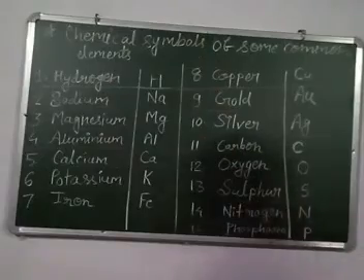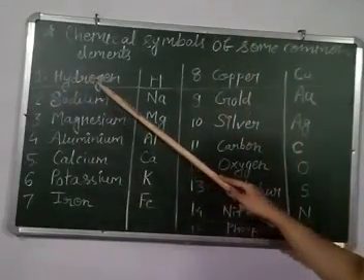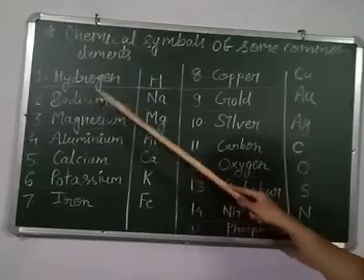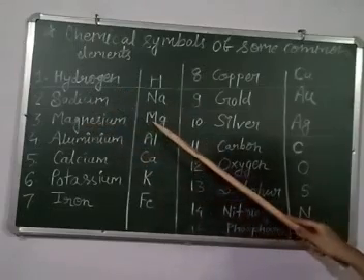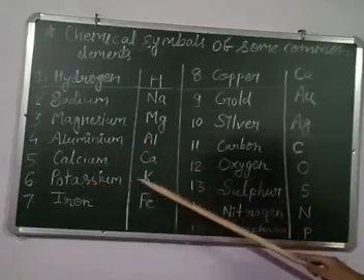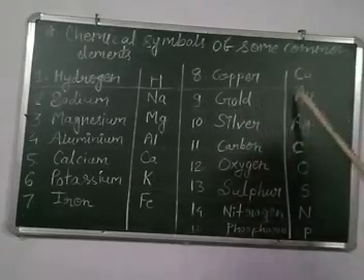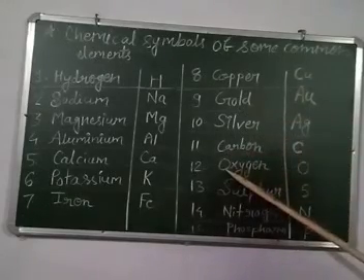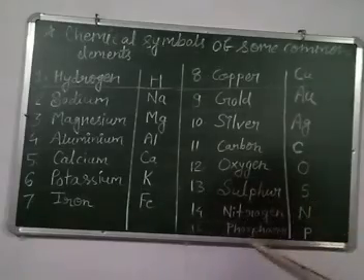The next point is chemical symbols. Here we are going to learn some chemical symbols of some common elements. First element is hydrogen, and what is the symbol? H. Second element is sodium, and symbol for sodium is Na. Magnesium, Mg. Aluminium, Al. Calcium, Ca. Potassium, K. Iron, Fe. Copper, Cu. Gold, Au. Silver, Ag. Carbon, C. Oxygen, O. Sulfur, S. Nitrogen, N. Phosphorus, P.